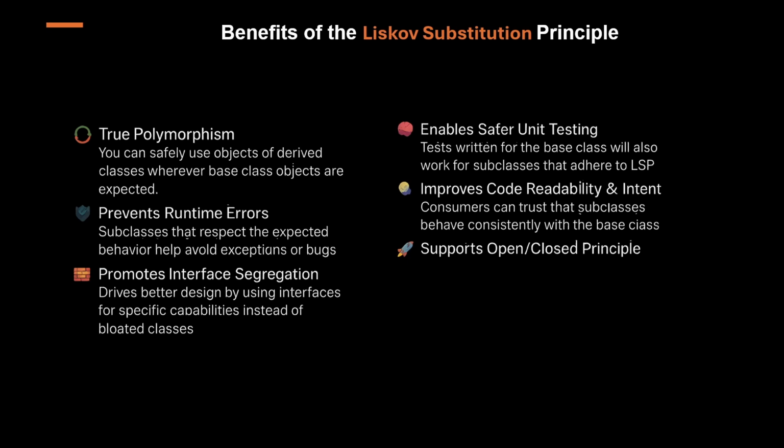It prevents runtime errors. When your subclasses honor the contract of their base classes, you avoid those unexpected exception moments like method throwing not implemented exception or breaking the logic flow. It promotes interface segregation when you realize that not every child class should inherit every behavior. You start thinking in terms of capabilities instead of one size fits all inheritance. This often leads to better design through smaller and more focused interfaces.